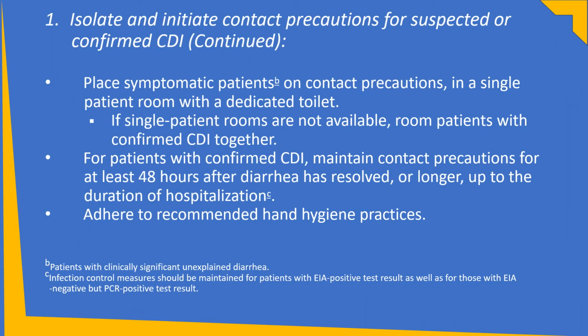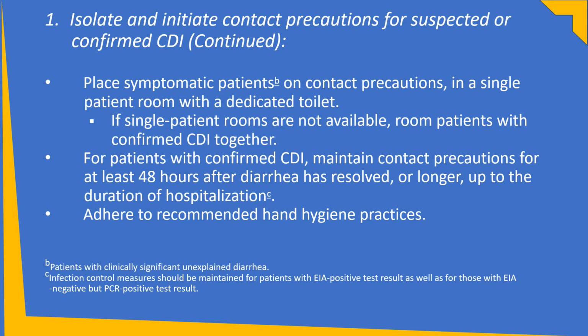Place symptomatic patients or patients with clinically significant unexplained diarrhea on contact precautions in a single patient room with a dedicated toilet. If single patient rooms are not available, room patients with confirmed CDI together. For patients with confirmed CDI, maintain contact precautions for at least 48 hours after diarrhea has resolved or longer up to the duration of hospitalization. Infection control measures should be maintained for patients with EIA positive test result as well as for those with EIA negative but PCR positive test result.